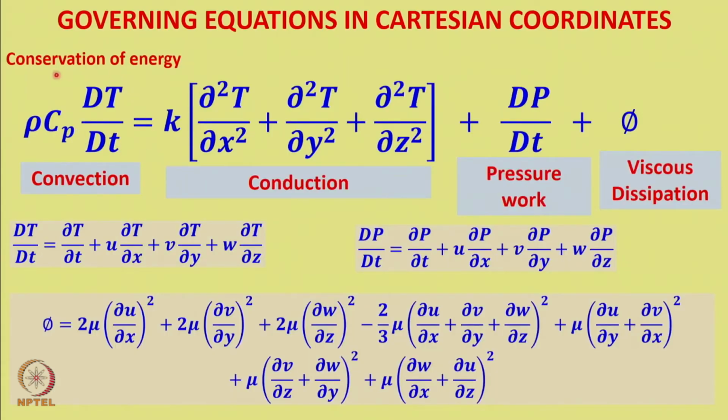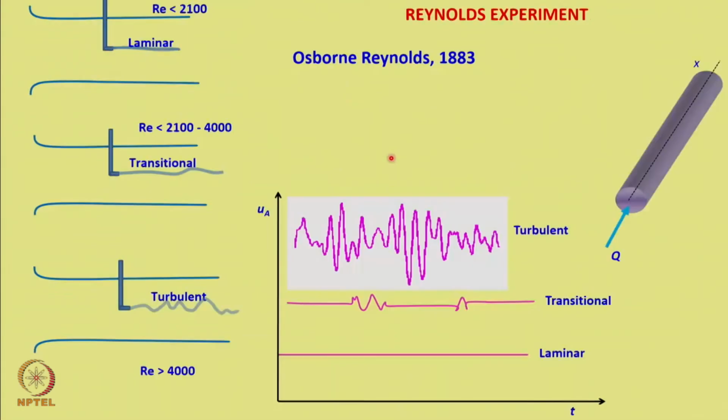So you have the total derivative of temperature on the left hand side, which is the convection term, and then the conduction term, pressure work and viscous dissipation. Pressure work and viscous dissipation get neglected if we consider the incompressible flow. So we end up with only rho Cp dT/dt and k times del squared T by del x squared plus del squared T by del y squared plus del squared T by del z squared.